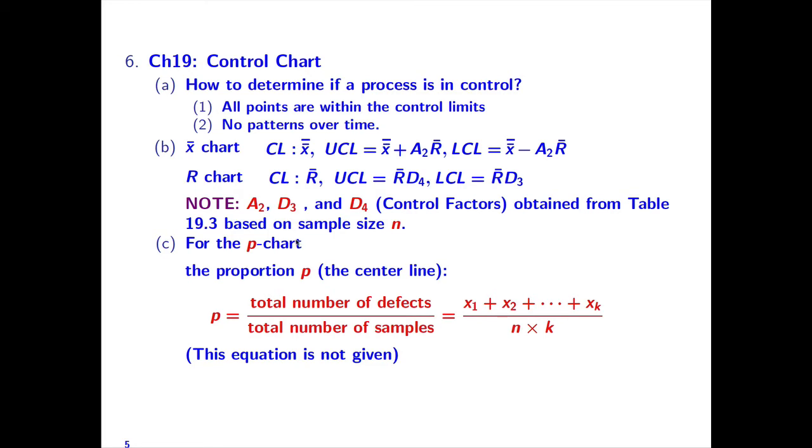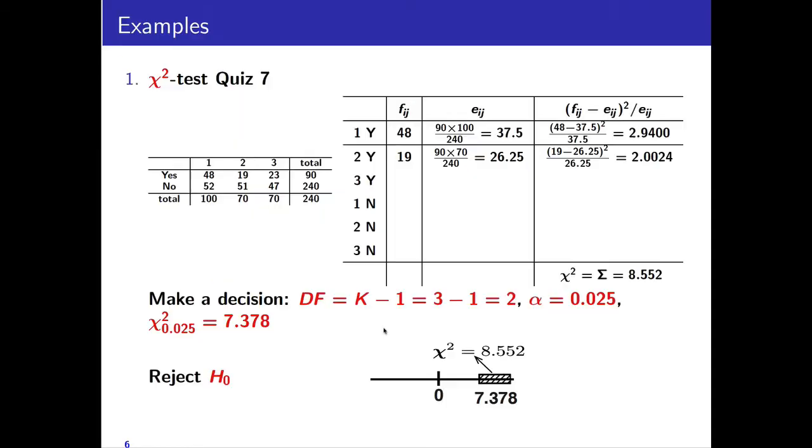C, for the p chart, the proportion p, or the center line, is calculated by the total number of defects for your numerator and total number of samples for your denominator, which is S1 plus S2 all the way to Sk for your numerator, and denominator is n times k. And this equation is not given, so you do need to memorize it. Now, let's see some examples.